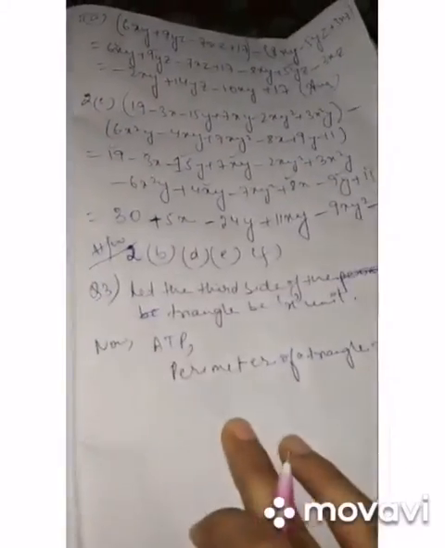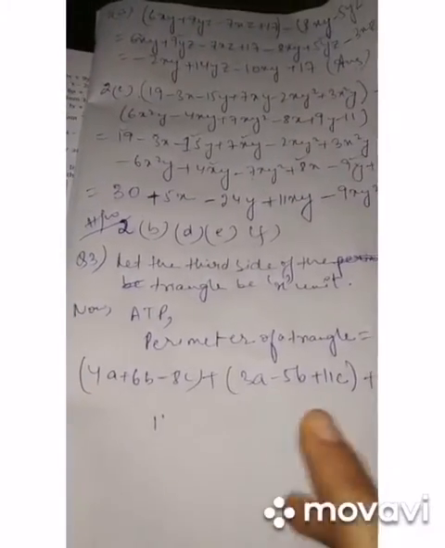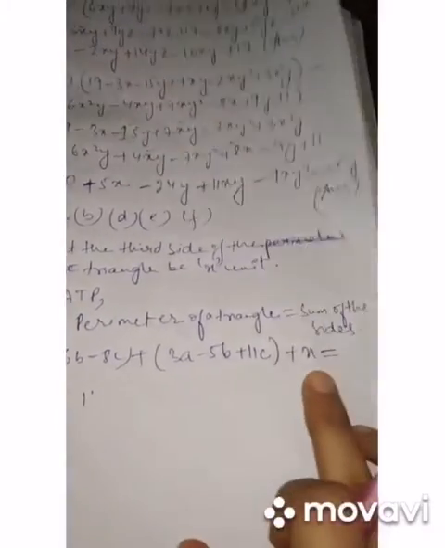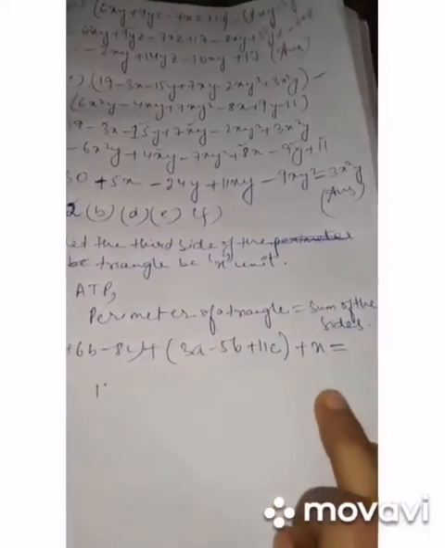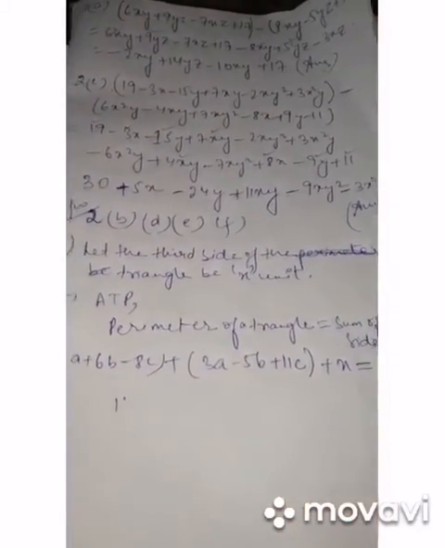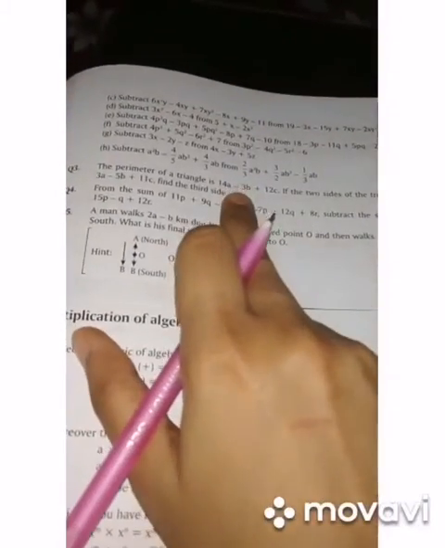So what would be the perimeter? The sum of the sides. So we will write the sum of the sides. The third side is x unit. So the first two are these two expressions, this one and this one. So we have written the three sides: first side, second side and third side is x unit, as we have assumed x. This will be equal to the perimeter of the triangle, which is 14a minus 3b plus 2c. So we will write here 14a.